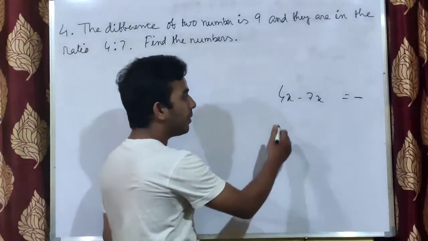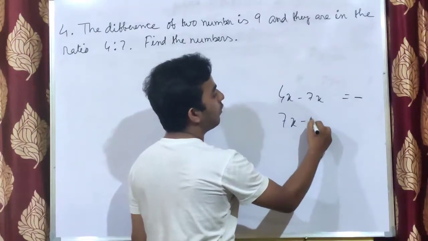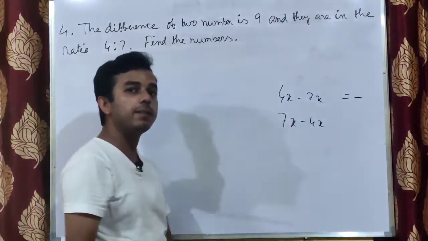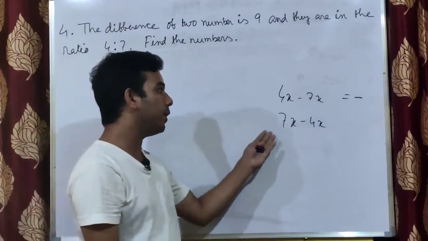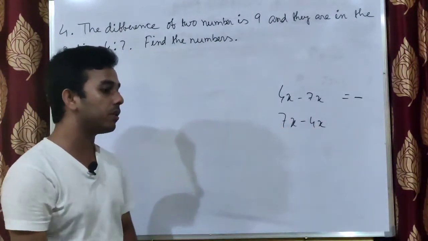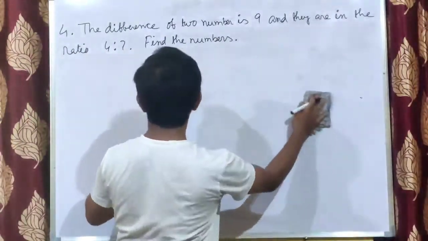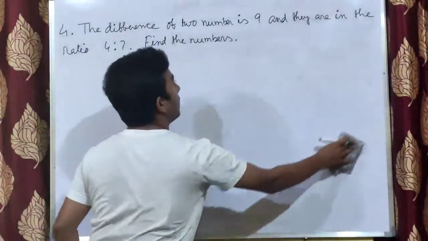Then the next alternative is what? We must subtract 4x from 7x. At that time the result will be positive, right? Because we are subtracting a smaller from a greater unit. So we consider the numbers as 4x and 7x.